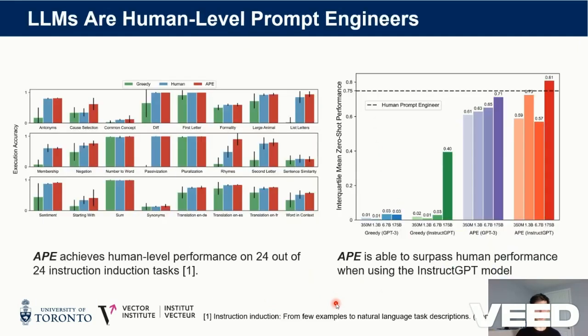So how well does this work? Well, we tested APE on the instruction induction dataset, and we find that it beats human prompt engineers on 24 out of 24 tasks. Furthermore, we see that using APE prompts, we're able to get high performance with model sizes that were previously performing near zero. And we're also able to get very high performance in models that are not fine-tuned for instruction following.